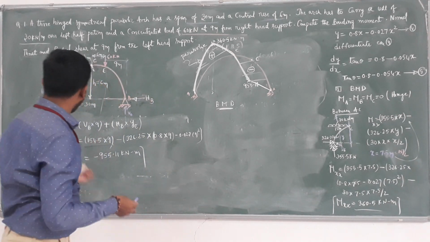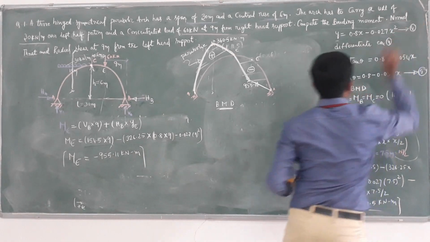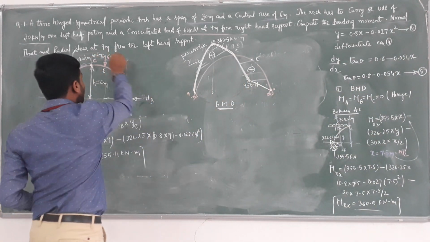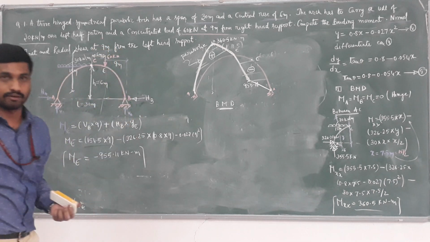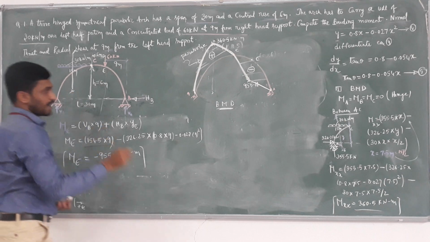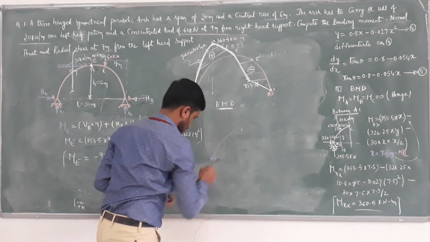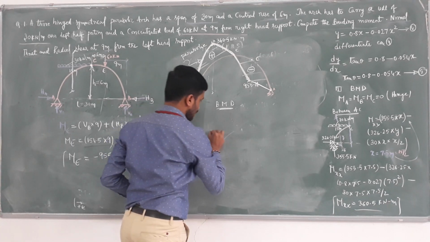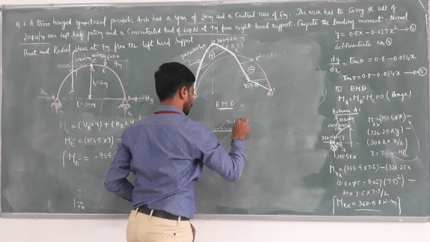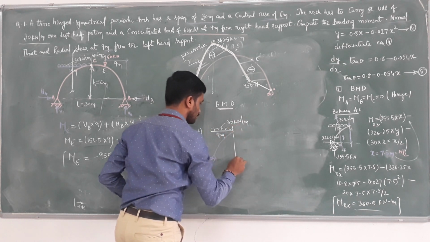Next we move on to the last section. In the last section I am asking to compute normal thrust as well as radial shear at 9 meter from the left hand side. This is very important. Therefore please consider the arch from the 9 meter left hand end. 30 kilonewton per meter, only 9 meter. Consider only 9 meter.